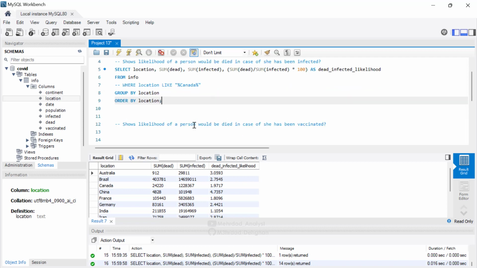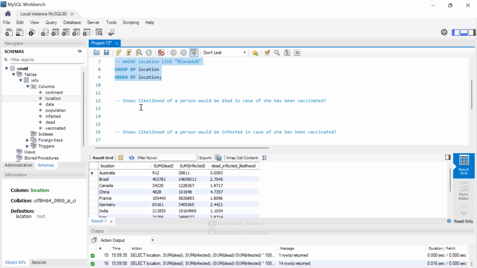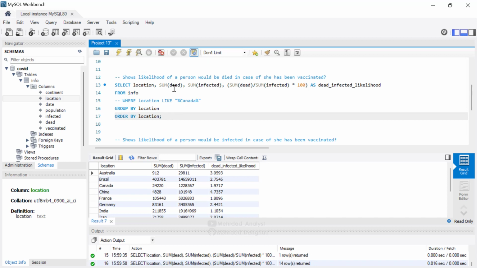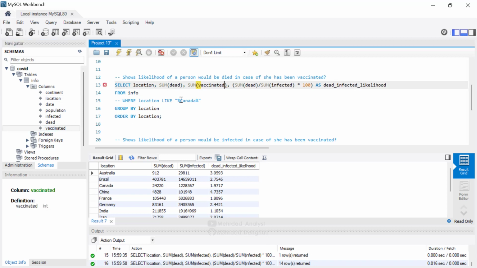The next question looks like the previous question, but this time we want to see what is the probability of being dead in case that the people were vaccinated. So let's see the data. I just need to copy and change something. For example, the dead is needed because we want to see how many people died. Just instead of infected, I just need vaccinated, and here, let's change it to vaccinated.